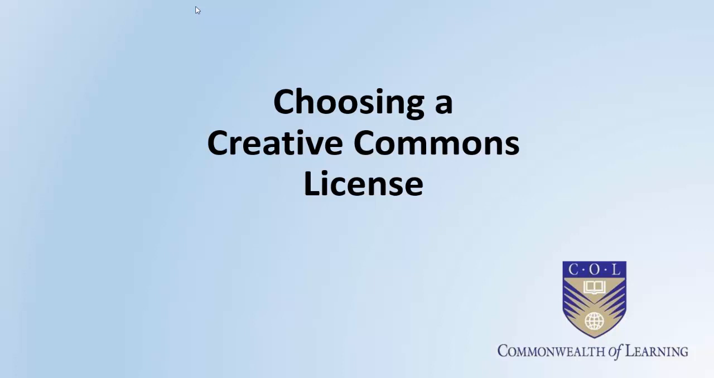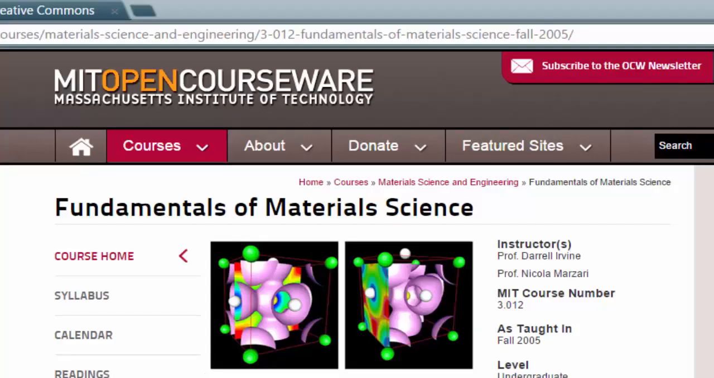Welcome to the short video on choosing Creative Commons licenses. This video will run through the process of choosing an open license for a new resource using the Creative Commons license generator. Have you seen those Creative Commons license plates that appear at the bottom of OpenCourseWare pages?